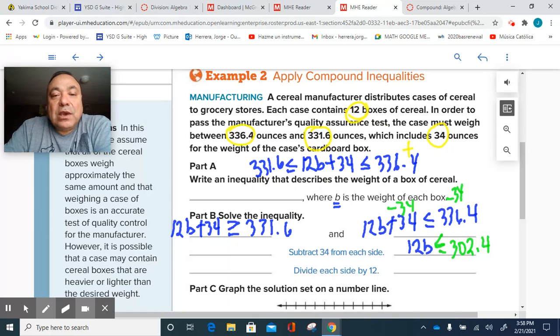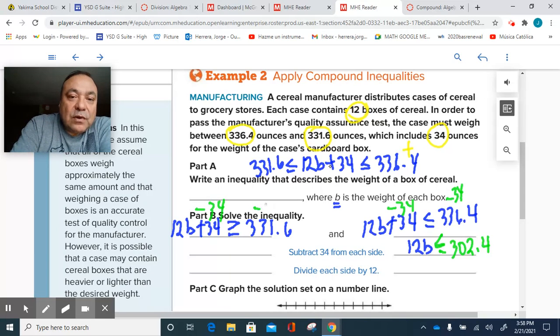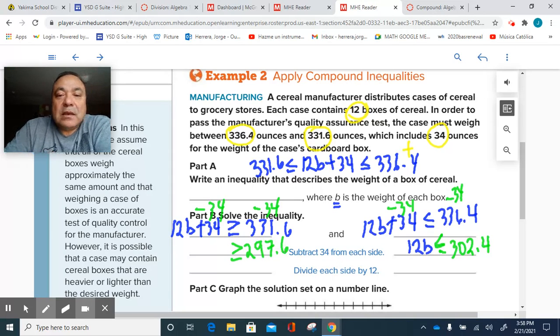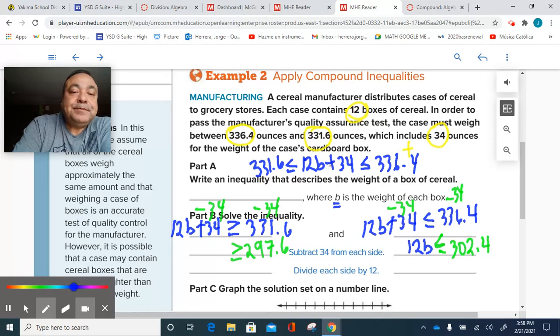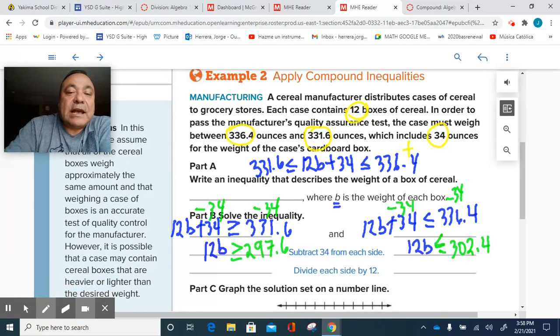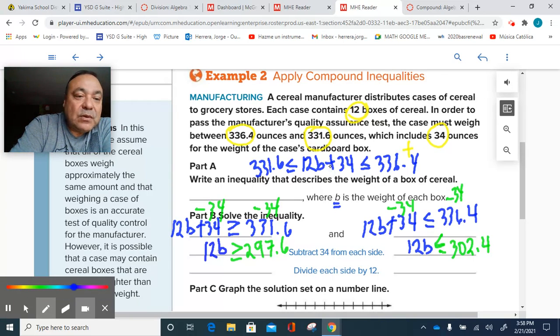Over here, we also need to subtract 34. If we subtract 34 from there, it's going to be greater than or equal to 297.6, I think. Yeah. And of course, we're going to have 12b here as well. Then they're asking us to divide both sides by 12, which we can do.